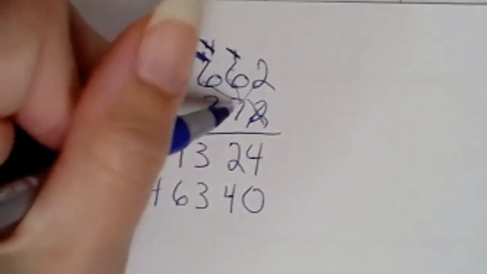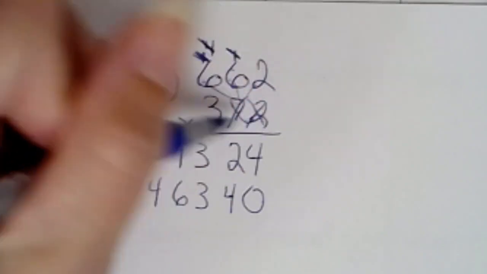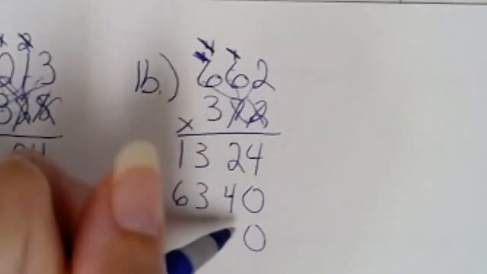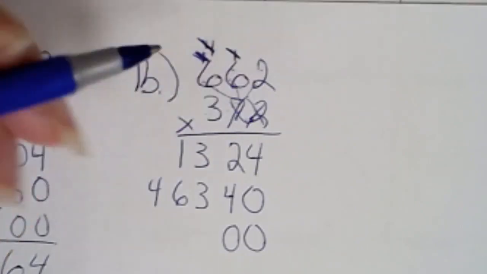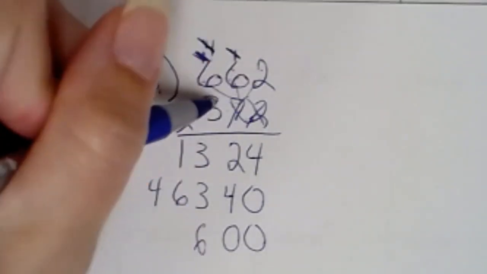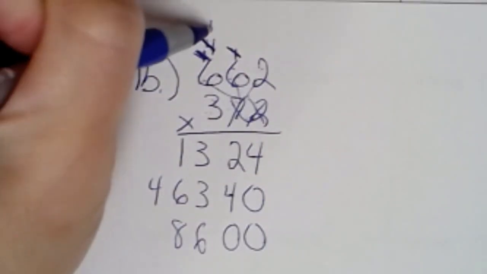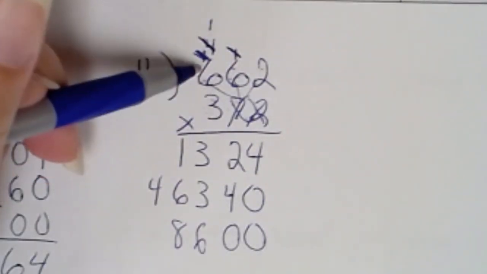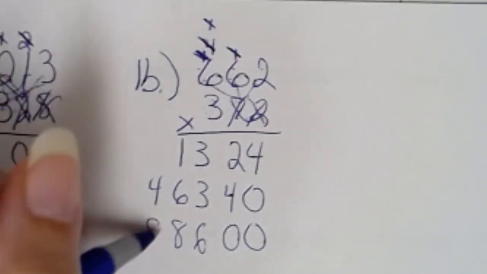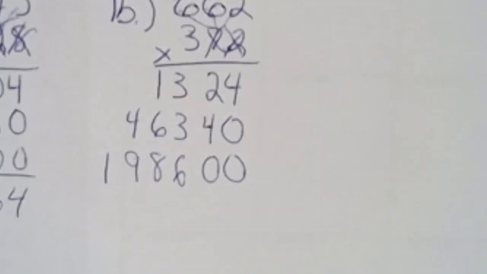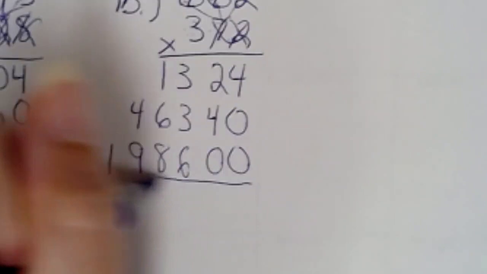We finished our tens place, so we're going to go to our hundreds digit, which means we need 2 placeholders. 3 times 2 is 6. 3 times 6 is 18. We put down our 8, carry our 1. 3 times 6 is 18, but we have 1 more, so that's 19. Then we take our partial products and we add them together.